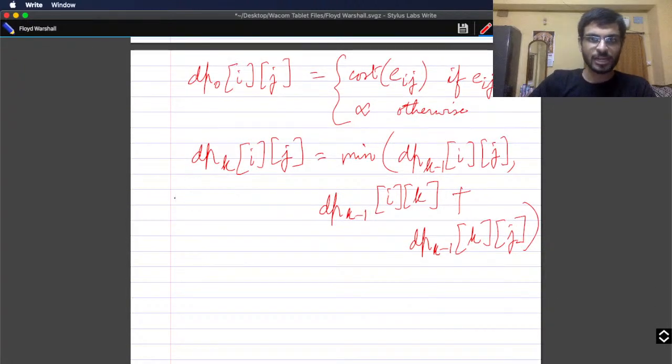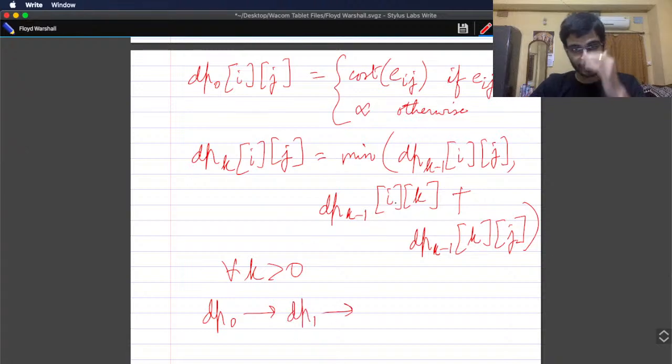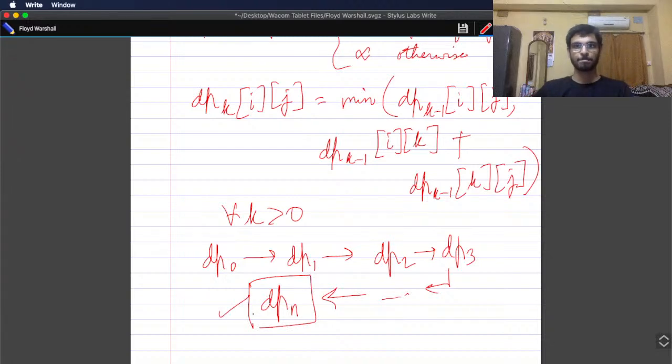This is actually the formulation, and we do this for all k greater than 0. So what do we see? From dp0, we'll be able to get dp1, because dp1 is calculated on the basis of dp0 values. Then from dp1, using this formula, we can calculate all dp2 values, then all dp3 values, and finally I will get all dpn values. Make sense? And this is what I require. Does it make sense?